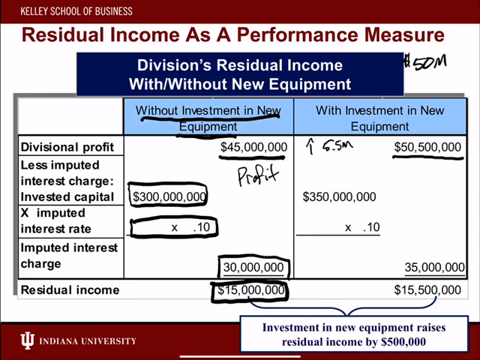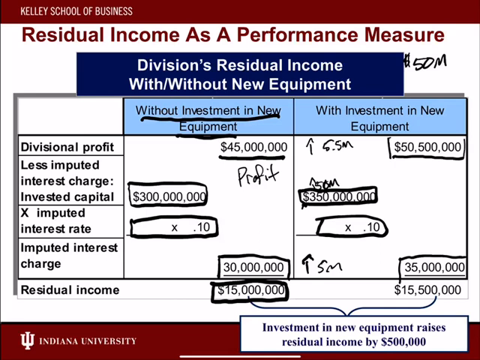Our assets will go up by the 50 million of new equipment. And we still have that same required rate of return of 10%. So now the interest that we need to account for has increased by about 5 million. So our new profit with the equipment will be 50,500,000. The interest we'll have to account for is about 35 million. So our new residual income will be about 15.5 million.